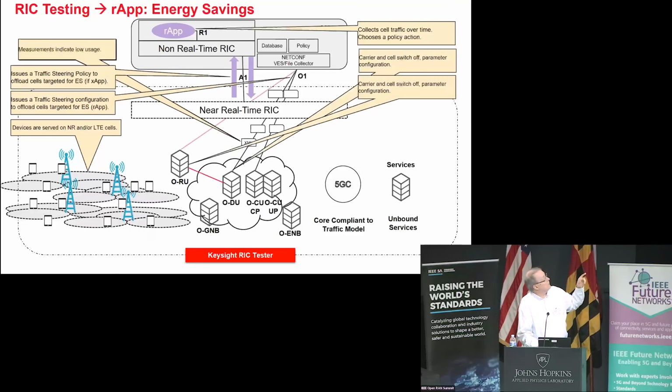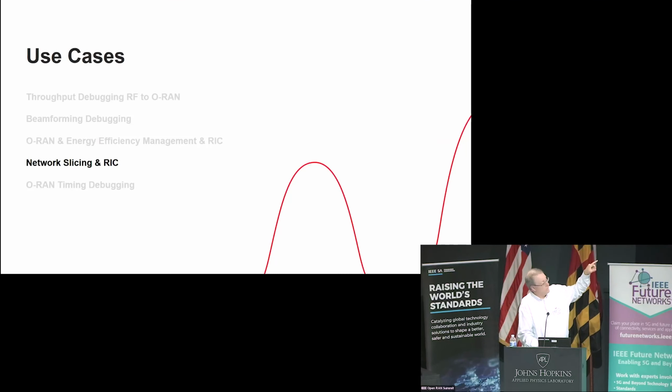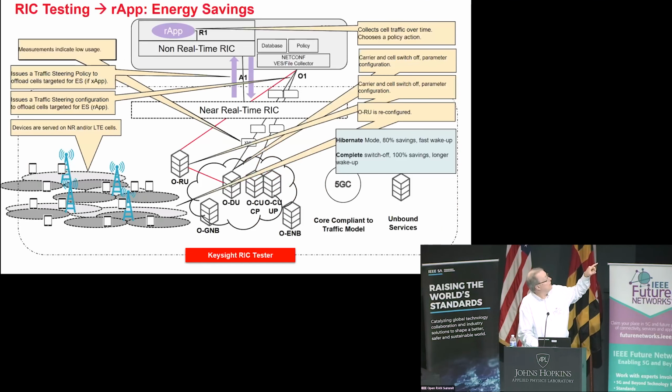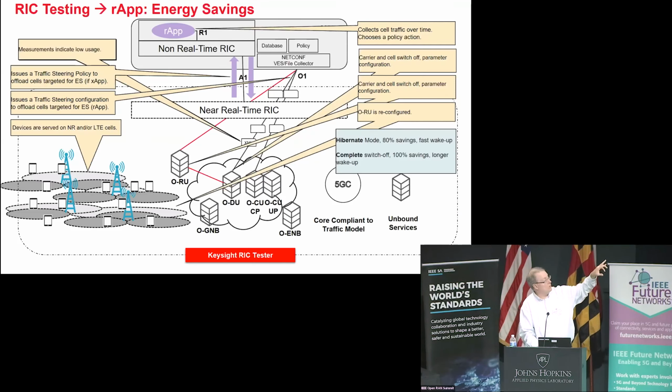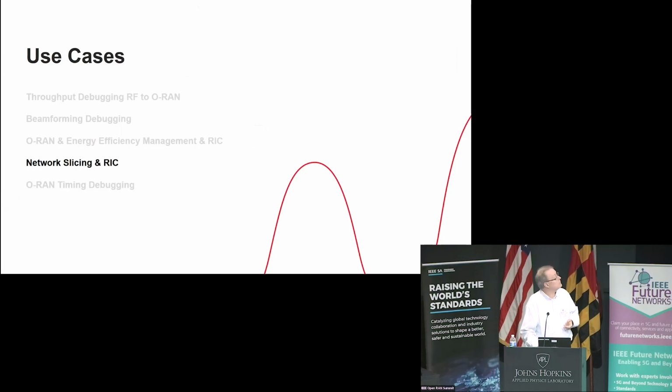And here's another thing that we've done with the RIC, where we have a number of UEs that drop out over time. And then we have the RIC detecting that based on measurements and then optimizing and turning off the RU. We can lock the cell down in sleep mode and have an 80% power savings, or we can completely shut it off, but then you have to go through the init sequence again.